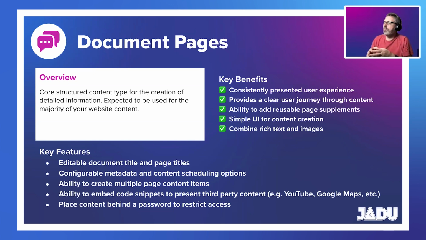As well as the main content elements, you've got the ability to use reusable page supplements within document pages. So you can add lists of related links, contact details, adverts for related content, any of those supplements that you might want to use at the side or at the bottom of the page. It's a very simple user interface for creating your content. And you've got your rich text editor and images that you can use. You can also embed code snippets, so anything from third parties like YouTube or Google Maps or anything like that.